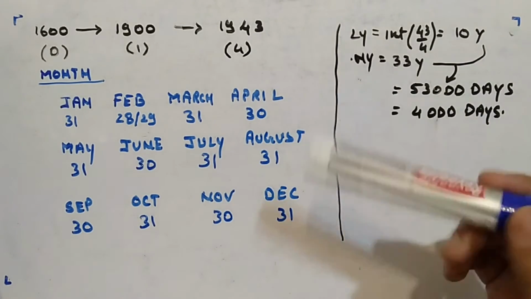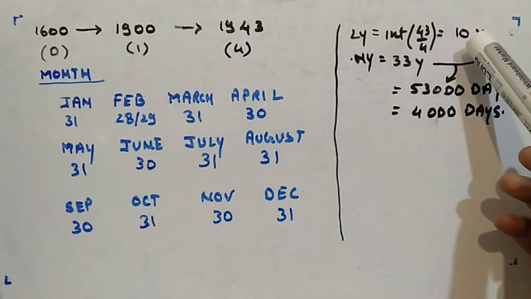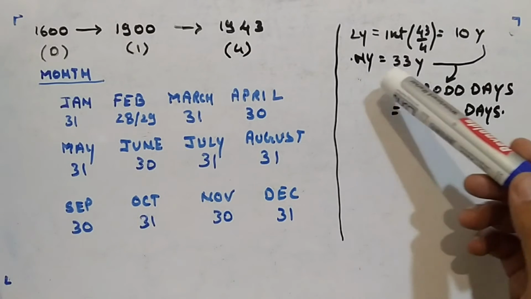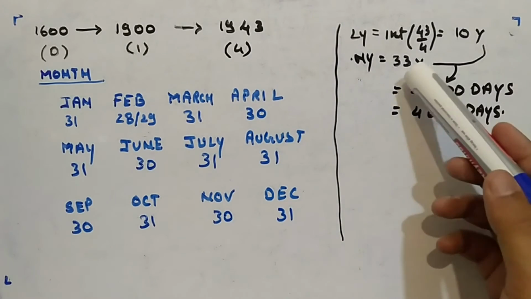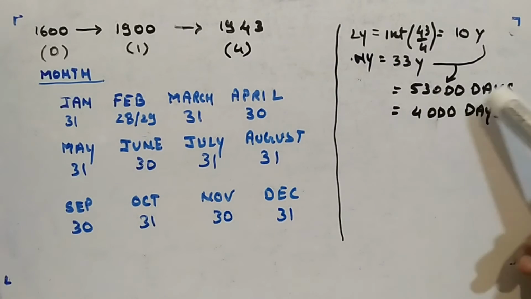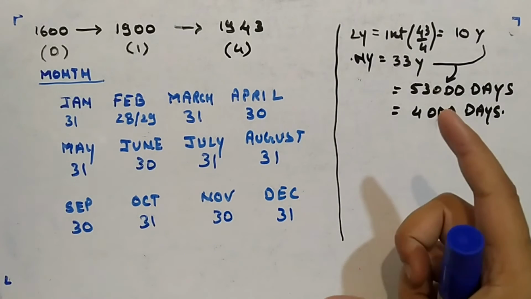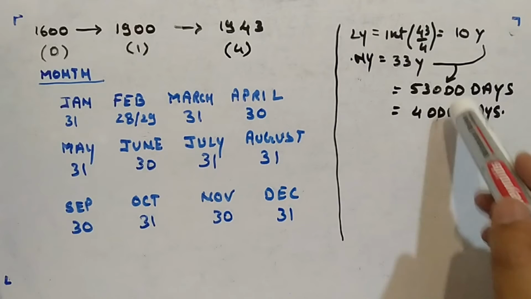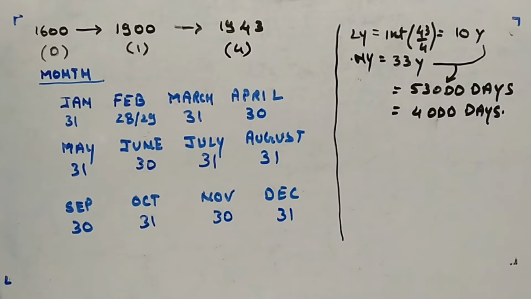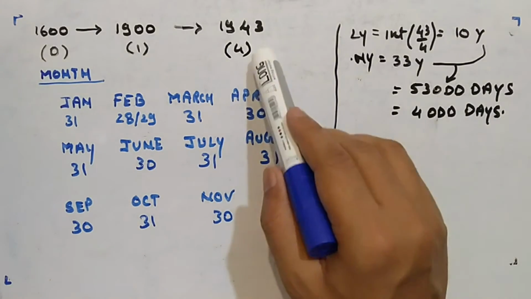Leap years will give 2 odd days, so 2 into 10 is 20, and a normal year will give 1 odd day, so 1 into 33. So 33 plus 20 is 53 odd days. But you have only 7 days in a week, so divided by 7, 7 sevens are 49, so you will have 4 odd days remaining. Okay, so 4 odd days.